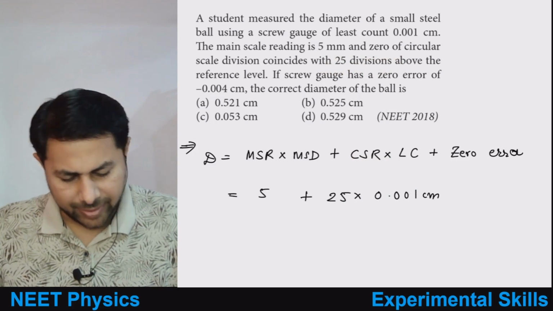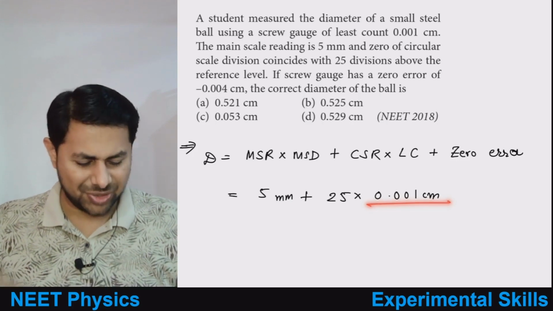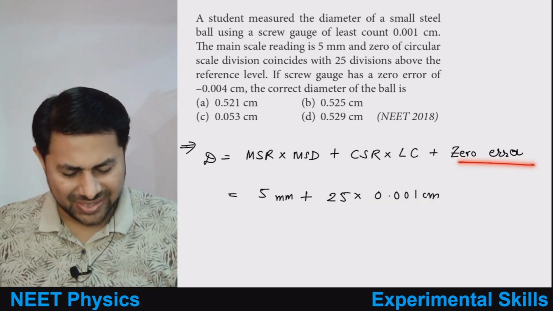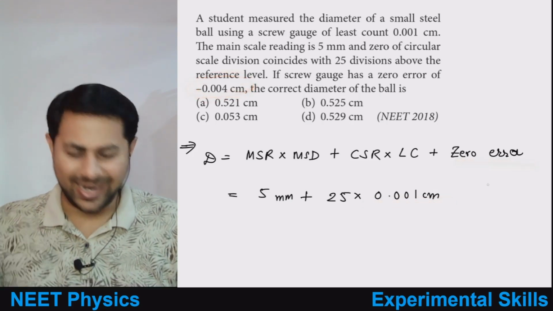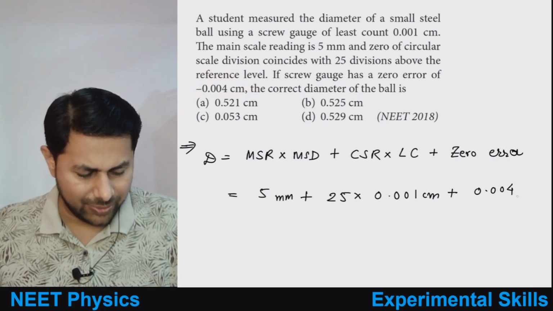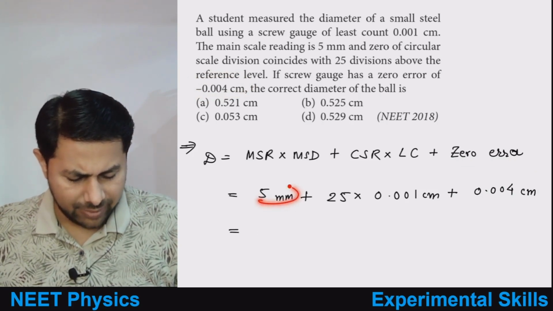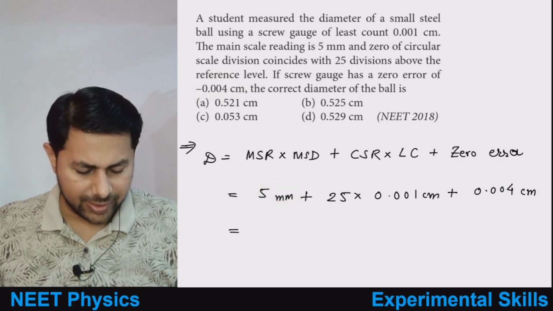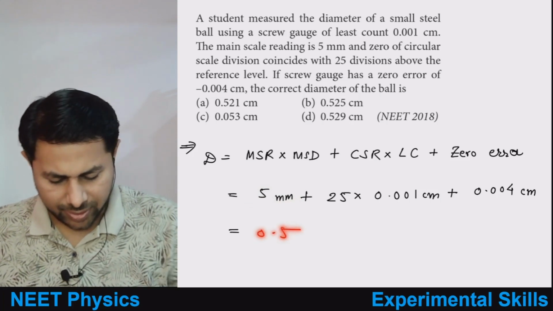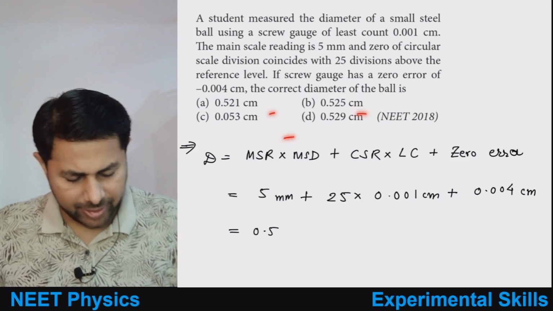0.001 centimeter, but this one is in millimeters, and this one is in centimeters. So let's write the units. The zero error is negative, so you need to add that much value, that is 0.004 centimeter, right? So just convert this into centimeters, nothing else. So this is 0.5, because all of the options are in centimeters.